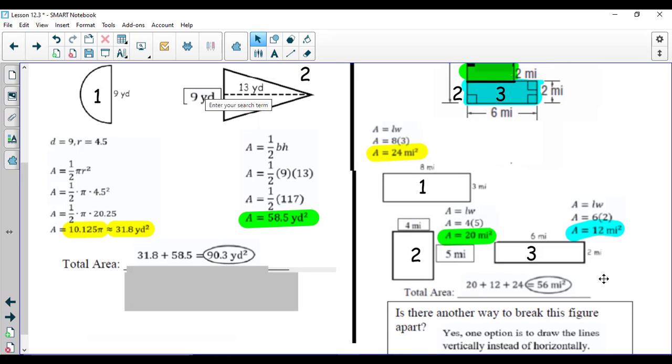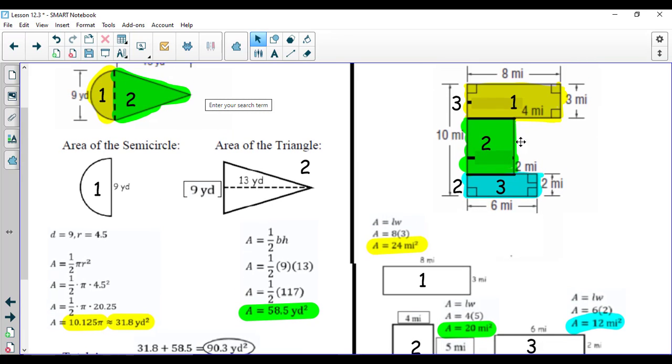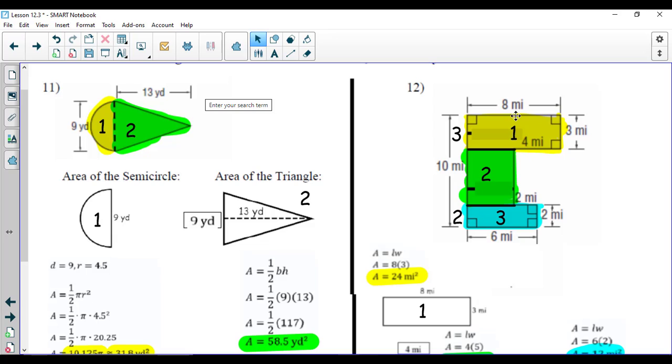One option would be to draw the lines vertically instead of horizontally, so you could put a line right here and another line right here, so you'd have a long rectangle along here and then some more square-like shapes over here along the right. I've had some students break some trapezoids into this, so they've actually drawn some diagonal lines and so forth. That can work as well. So you do have a lot of different options for the ways to break this up.